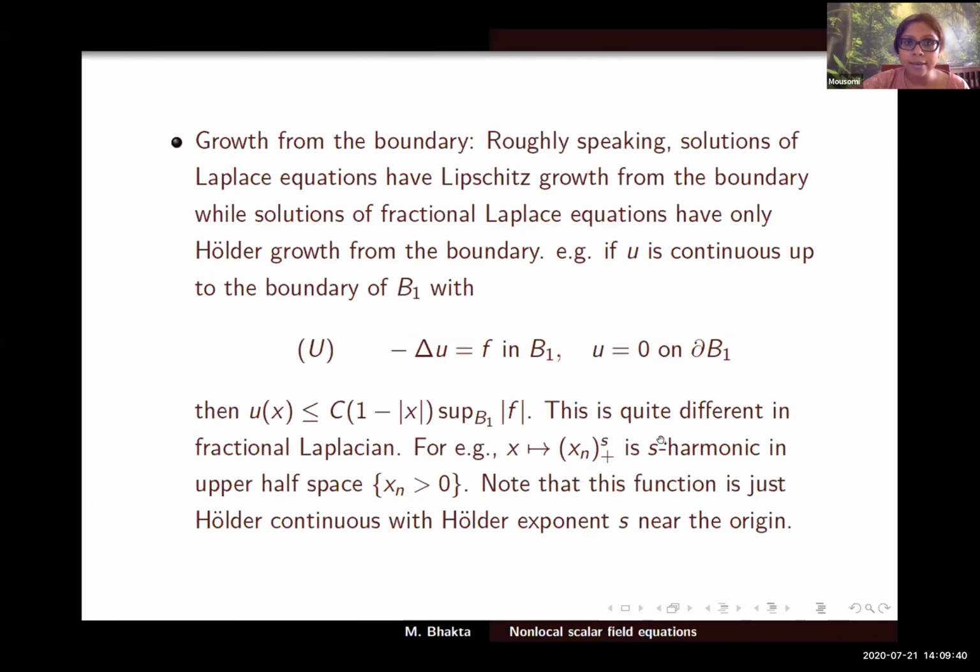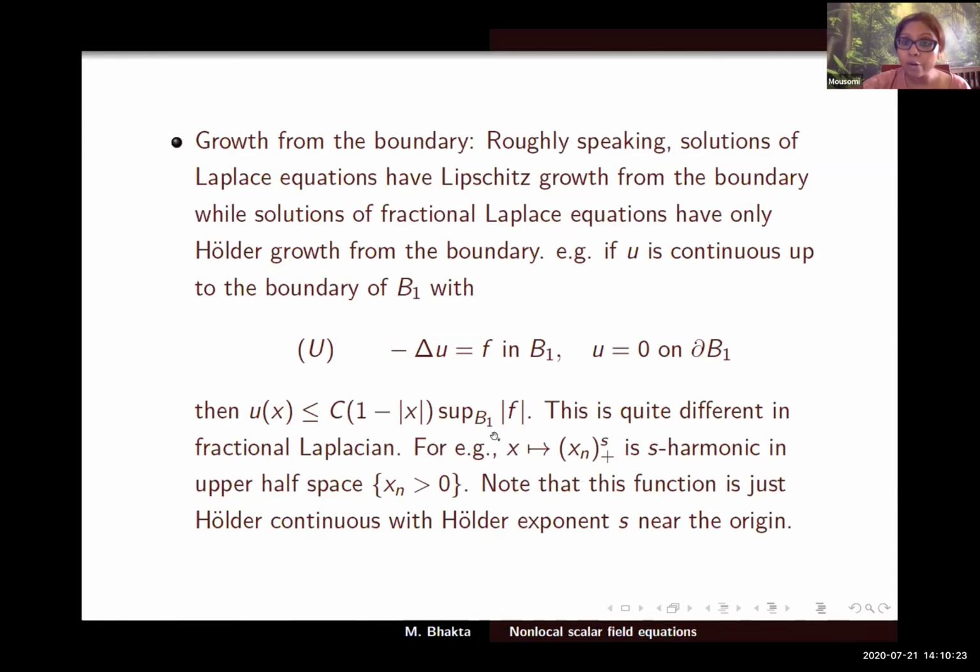And what are the other differences? There are many, as I said, I'm just pointing out only a few. One of the other striking differences is the growth from the boundary. Roughly speaking, if you consider solutions of the Laplace equation, it has Lipschitz growth, linear growth from the boundary. Whereas if you consider the solution of the fractional Laplace equation, it has only Holder growth from the boundary. For example, consider u, which is continuous up to the boundary of B1, and it satisfies minus Laplacian u equal to f in B1, and u is 0 on the boundary. Then one can actually show that u has this growth condition: u(x) can be controlled by 1 minus mod x.